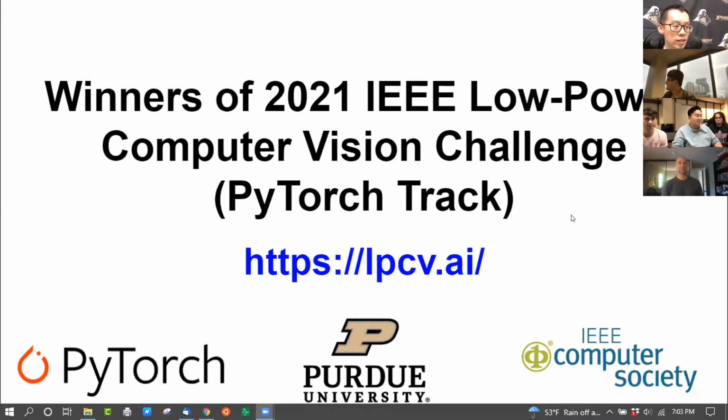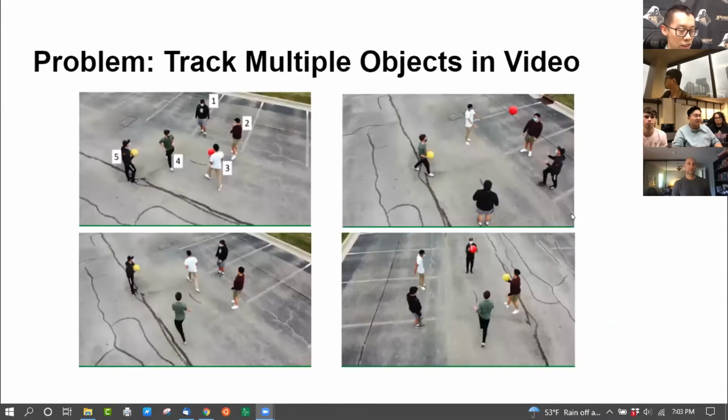This is the PyTorch track for the 2021 IEEE Low Power Computer Vision Challenge. So what is the problem? The problem is to track multiple objects in video. As you can see, there are several people. These are Purdue students. They throw balls and catch balls. And the problem is we need to know who holds the ball. As you can see, some of them were wearing masks, so it was captured during the COVID time, and they get good outdoor exercise.